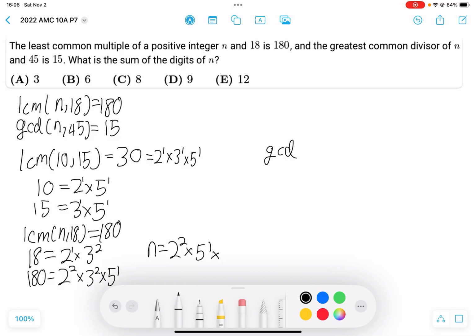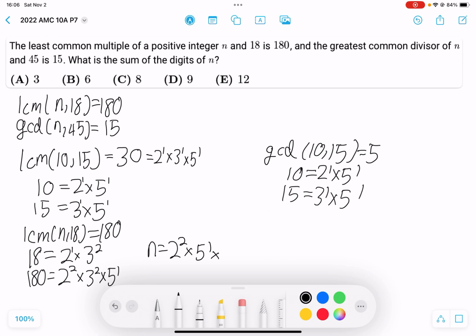So GCD means, if we take the GCD of 10 and 15, it's 5, because 10 is 2 to the power of 1 times 5 to the power of 1. 15 is 3 to the power of 1 times 5 to the power of 1. And 5 is just 5 to the power of 1. So we just take the minimum exponent of each factor in the prime factorizations of the two numbers.